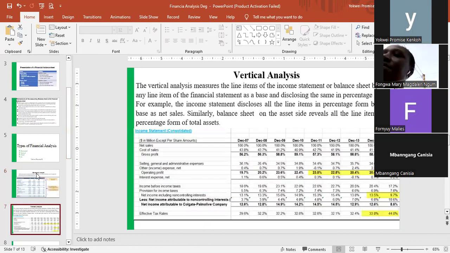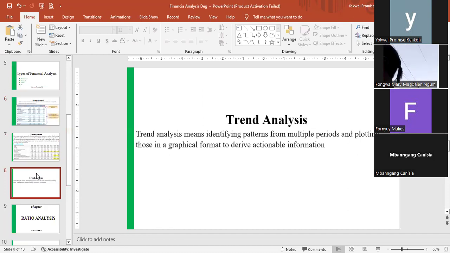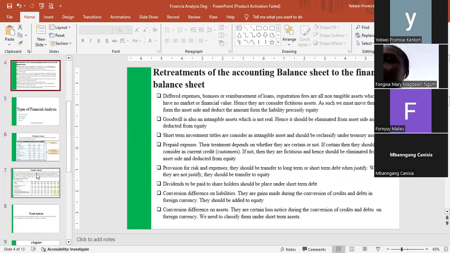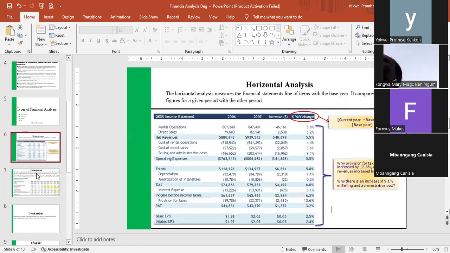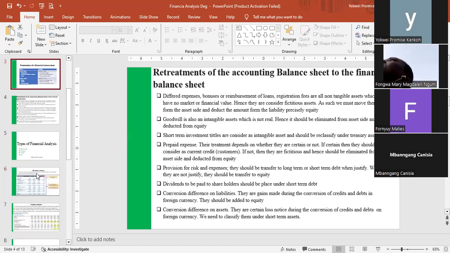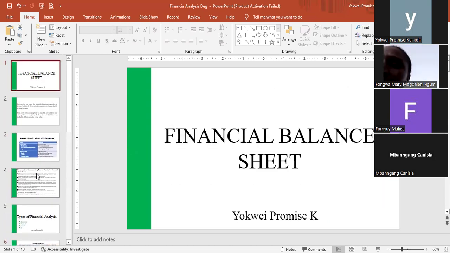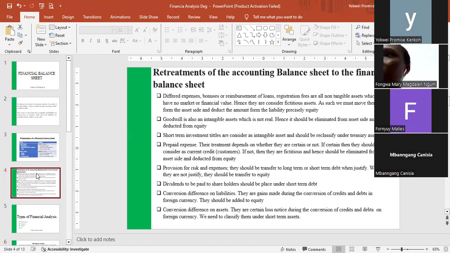All right, so move down. The vertical analysis, same. Trend analysis, same, and so on and so forth. So that's all about the balance sheet stuff. What is left now for us is to solve an exercise on financial balance sheets, where we are going to see how these conditions are applicable. After that, everything is settled.